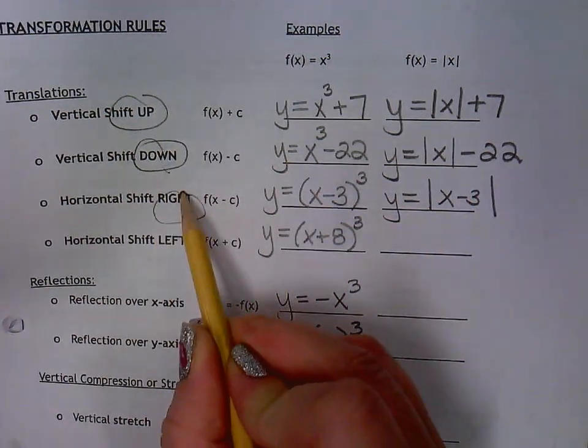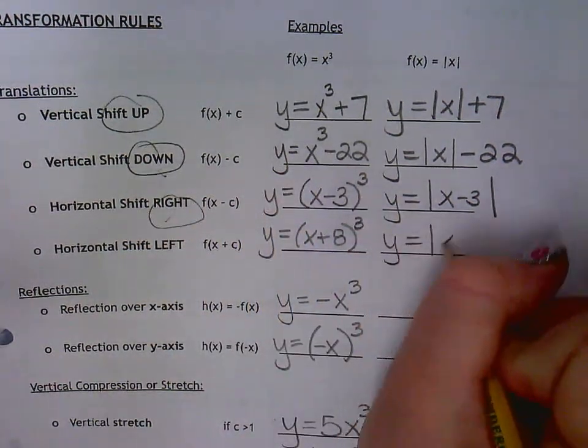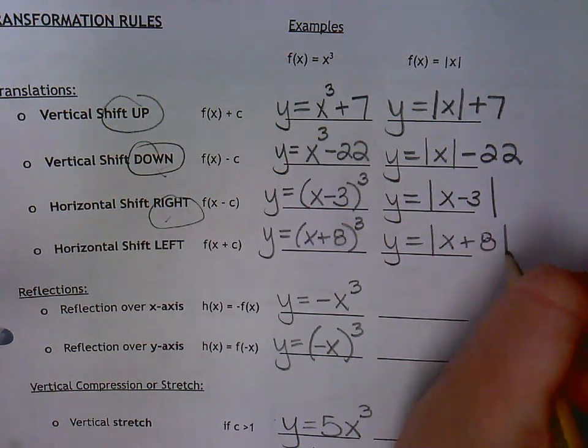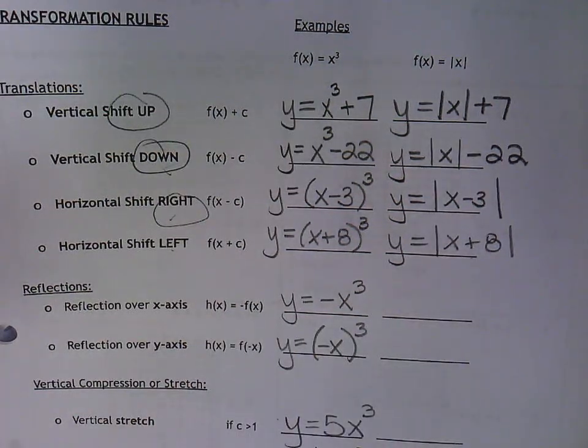So I'm just thinking in my head as I write these down. Y equals the absolute value of x plus 8. Shifts it to the left. So up and down are obvious. Plus 7, minus 22. The right and the left are confusing. But as long as you remember it's the opposite of what you think, this goes to the right and this goes to the left. And it's because of where your x-intercept is.